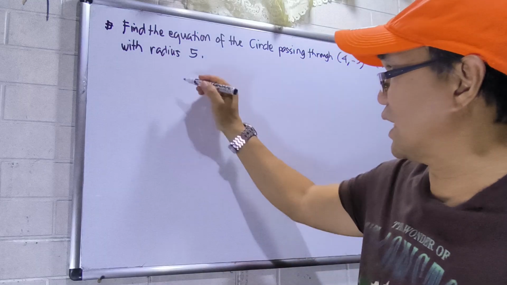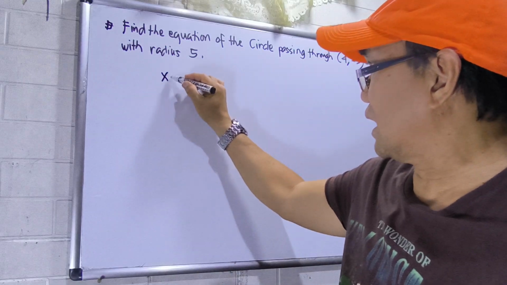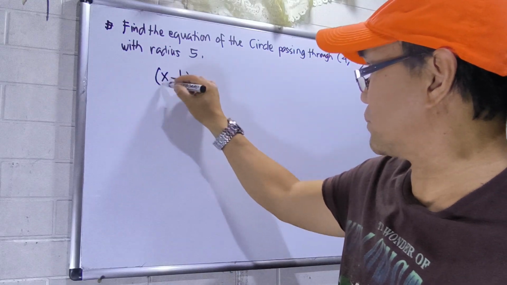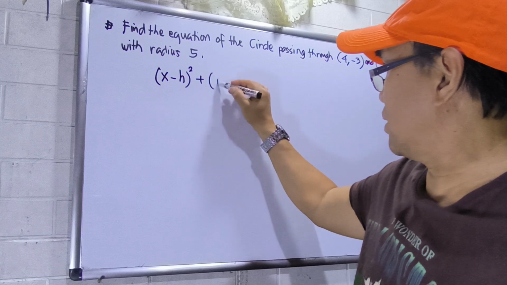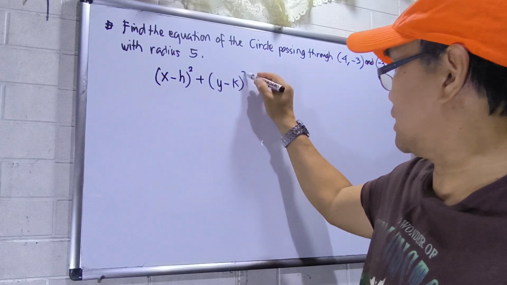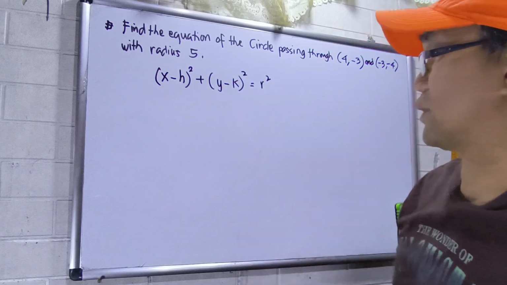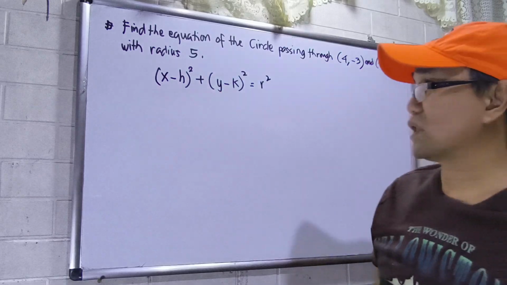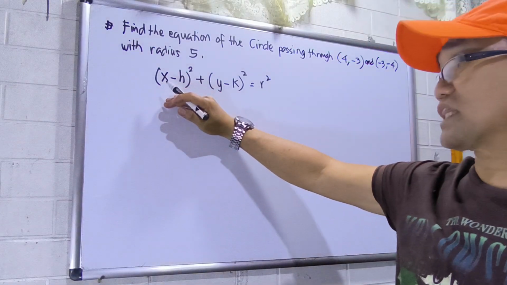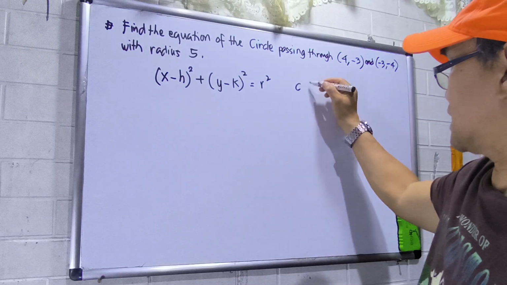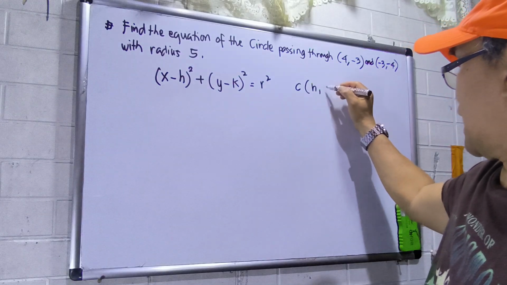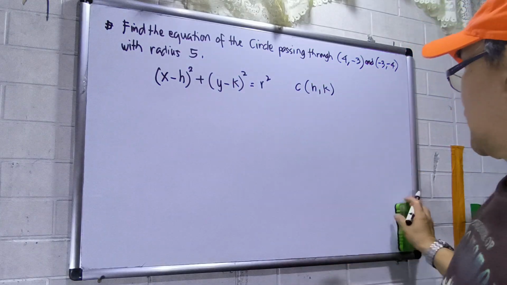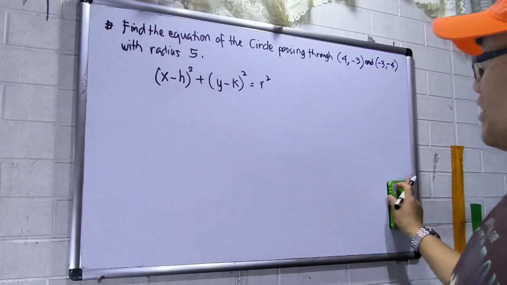Okay, so we have this formula: (x minus h) squared plus (y minus k) squared is equal to r squared. This is the first degree equation of a circle, where the center is at h and k. Okay? So the points are given.